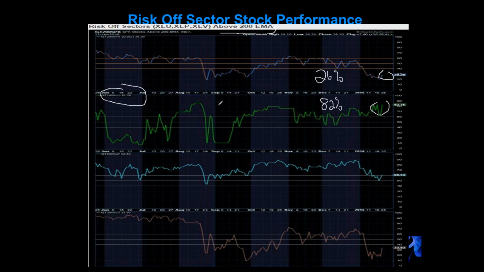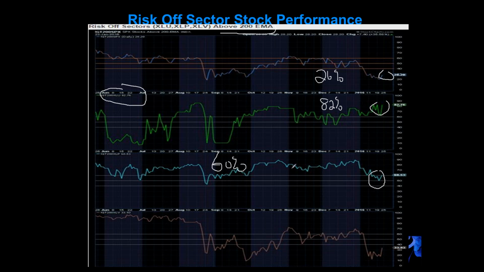XLU tends to do well, which is comprised of major utility companies. Another one that tends to do better than average is Staples, XLP. Here you can see over 60% rush to companies in consumer staples: food companies, tobacco companies, alcohol companies, those types of things.